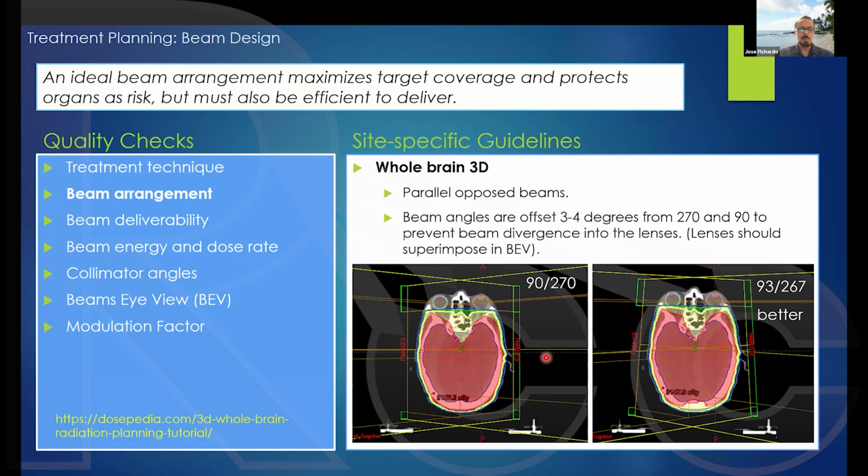Well, if you look at the image on the left, the beams were set perfectly to 90 and 270, the opposed beams. And notice how the edge of the beams is coming really close to where the lenses are on the patient. But if you offset the angle by just a little bit, just 3 to 4 degrees on both sides, in this case 93 and 263, you get a perfectly horizontal line at the edge of the field, and then you're far away. You guarantee that you're blocking the lenses of the patient. So that's the reason for doing that. Okay, and again, I'm just giving you the same reference here for those PDA where they explain that.